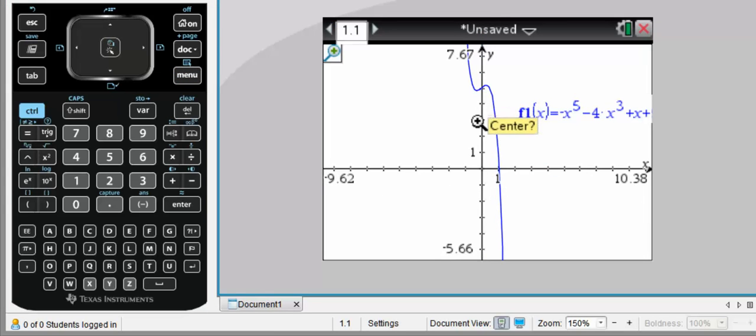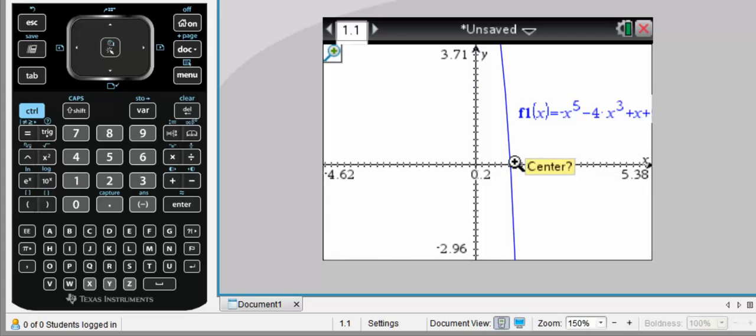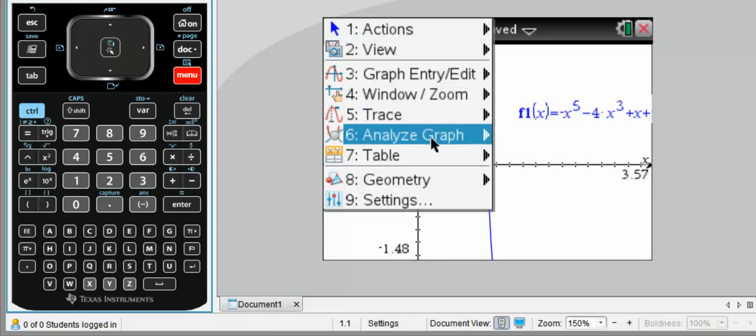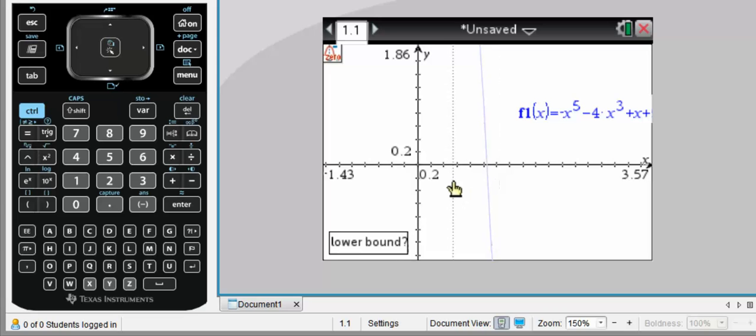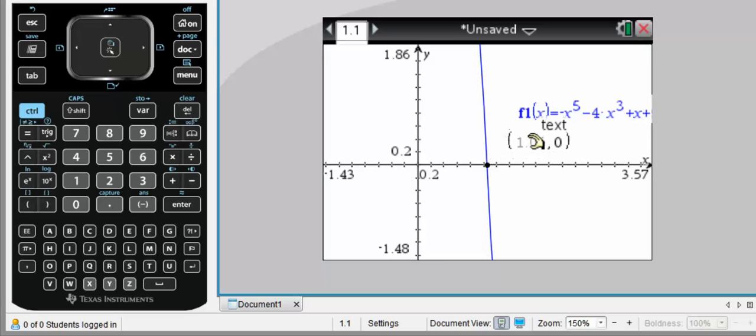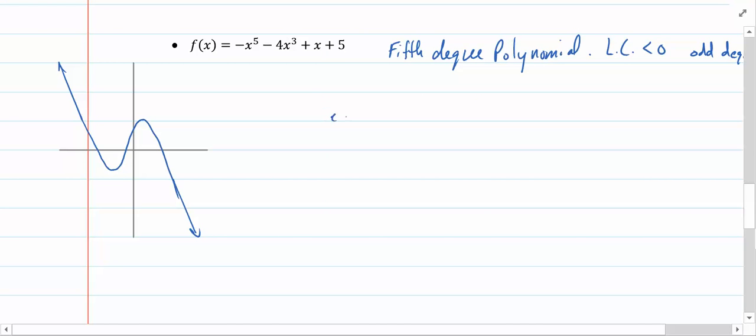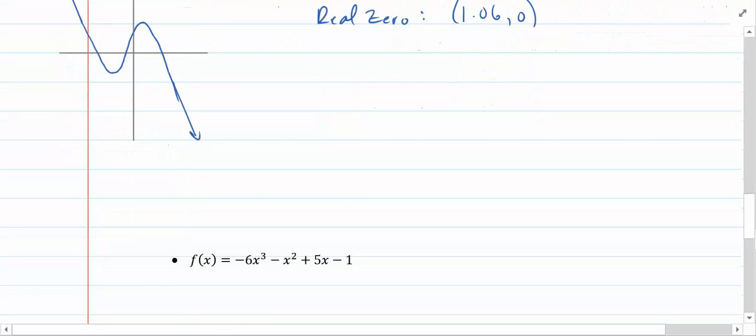And this time we're going to pay attention to the zeros. We're only interested in where this crosses the x-axis. So we'll analyze graph, find the 0, and that's here at 1.06. So there's a real 0 at 1.06, comma 0.